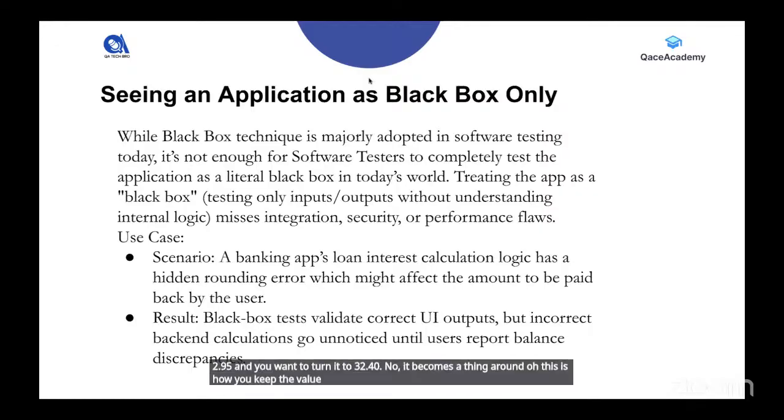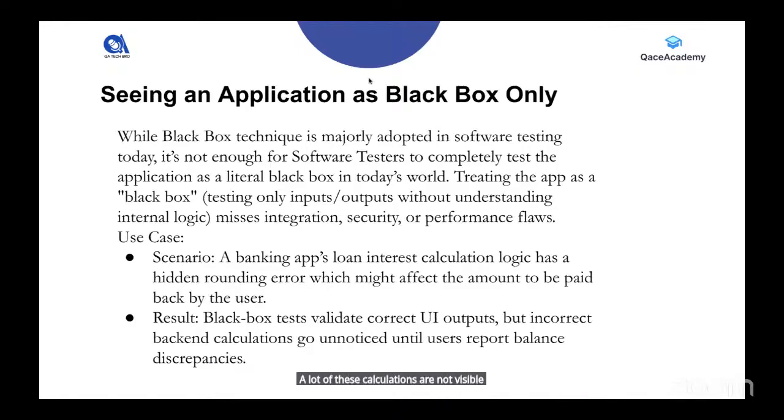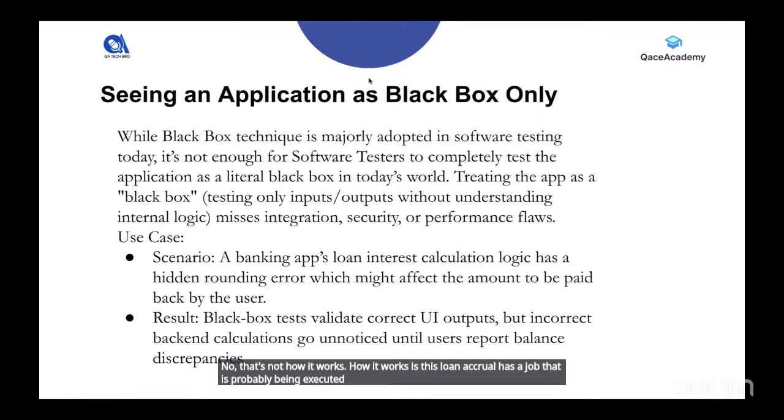So you have to understand all of this. Where it gets interesting is that a lot of these calculations are not visible to the customer. It's not like I took a loan and we did our interest accrual and I can view it. No, that's not how it works. How it works is that the loan accrual has a job that is probably executed at some time in the day, and it keeps this information in a table.